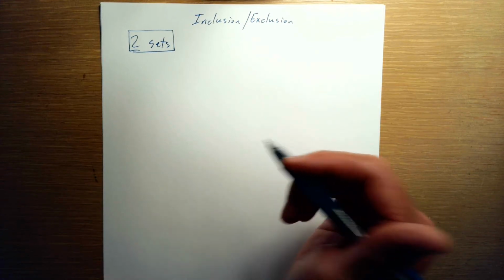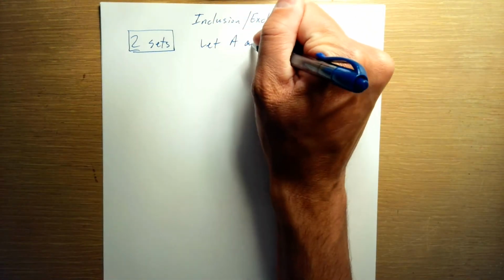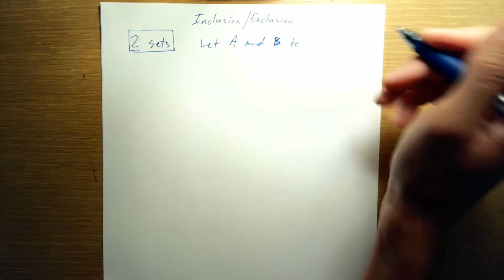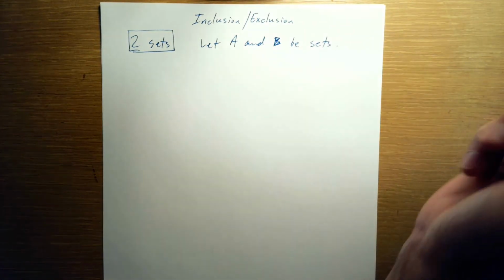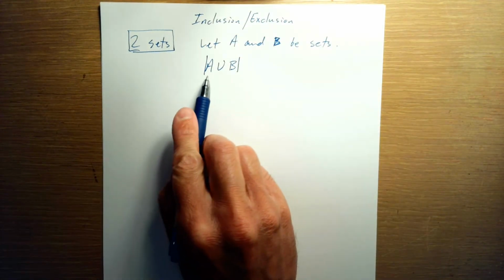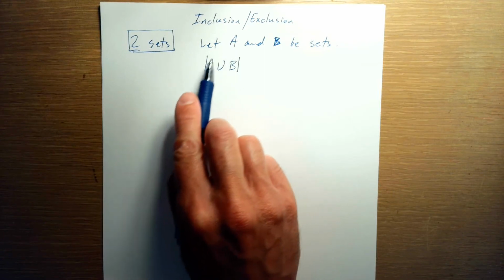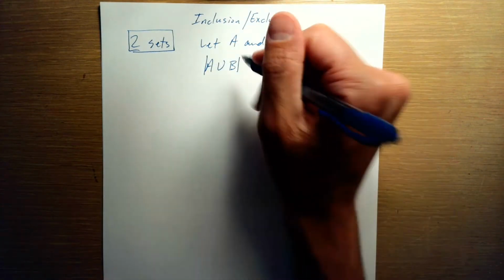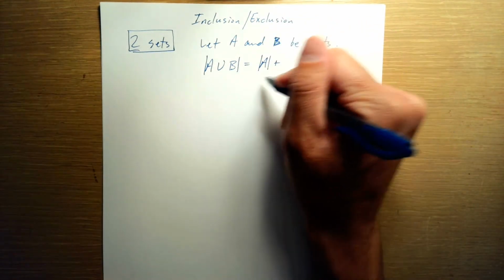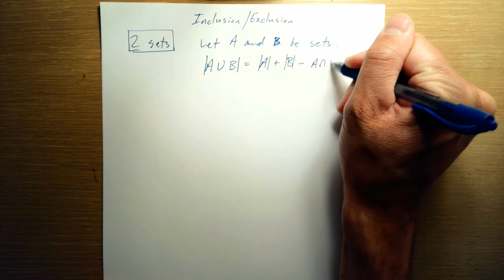So first of all, the principle itself is stated like this. You need first two sets, so let A and B be any two sets. Then the principle of inclusion-exclusion is this equation, which tells us that the cardinality of the union of the two sets, so this means the number of elements that's in either one of those sets or both, and it gives us a nice formula for it, which is the cardinality of A, that's the number of elements in A, plus the cardinality of B, minus the cardinality of the intersection.